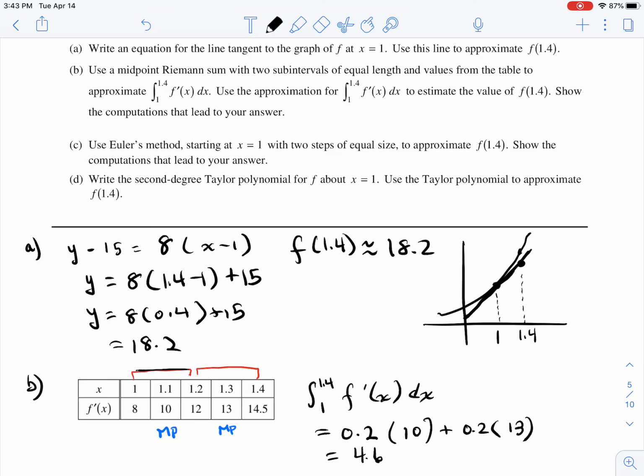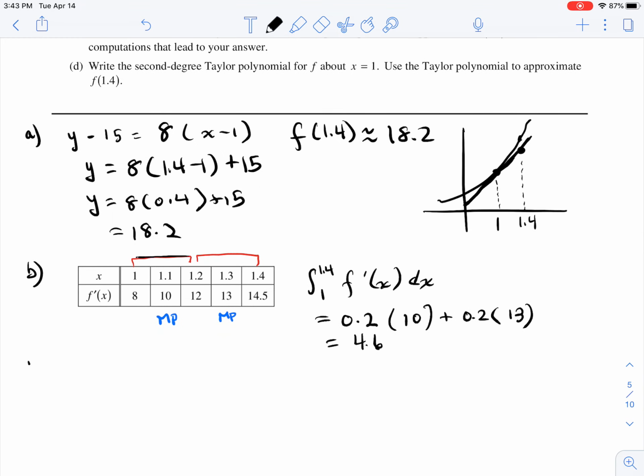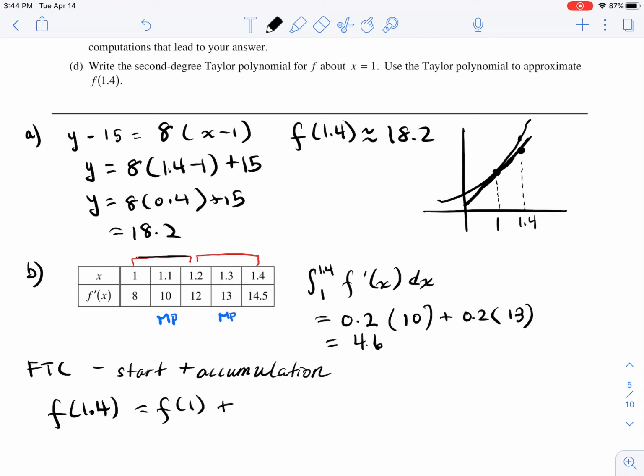Now this gives us the integral from 1 to 1.4. And now we're going to use the fundamental theorem of calculus, specifically the start plus accumulation method, to say that f of 1.4 is going to be equal to f of 1, whatever f of 1 is, plus pretty much everything that we just found here. So let's just go ahead and copy that.